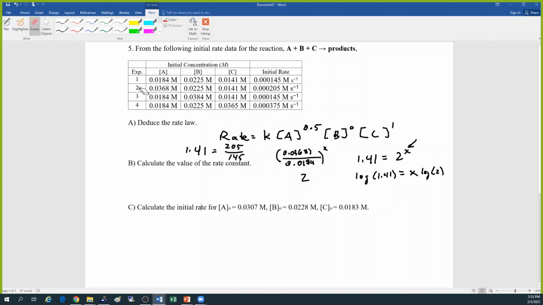If you're doing this in the lab, you're actually running experiments like this. You're changing one reactant concentration at a time. And we're going to look at something lab-like next time to compare that to. All right.